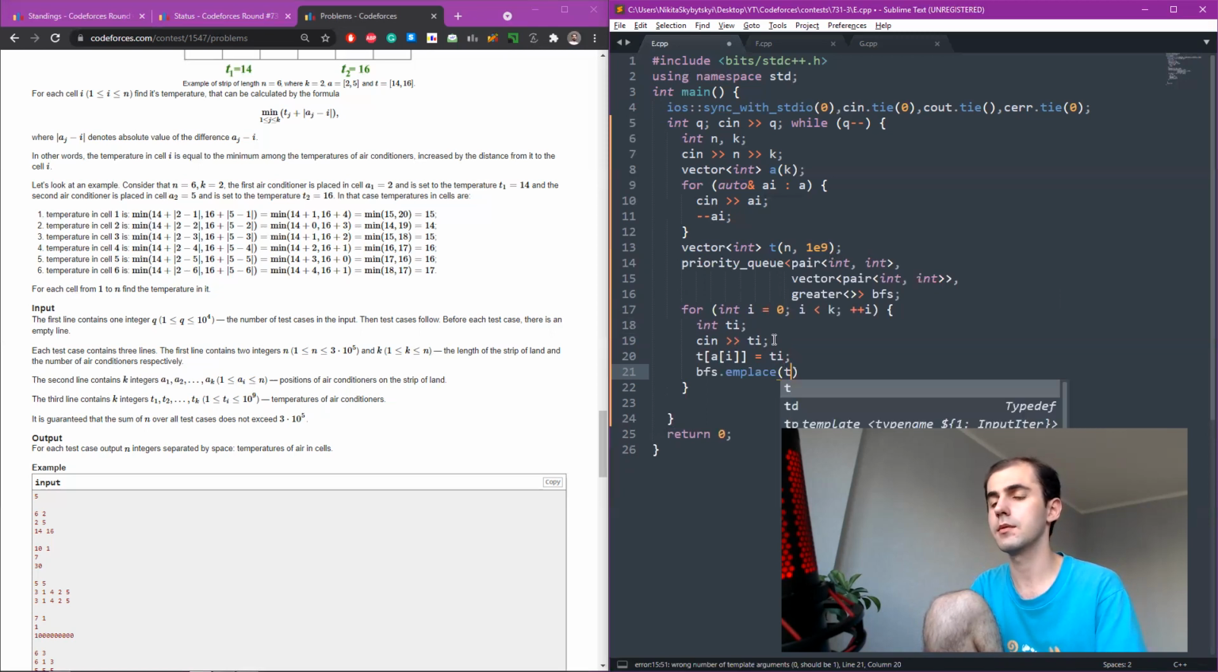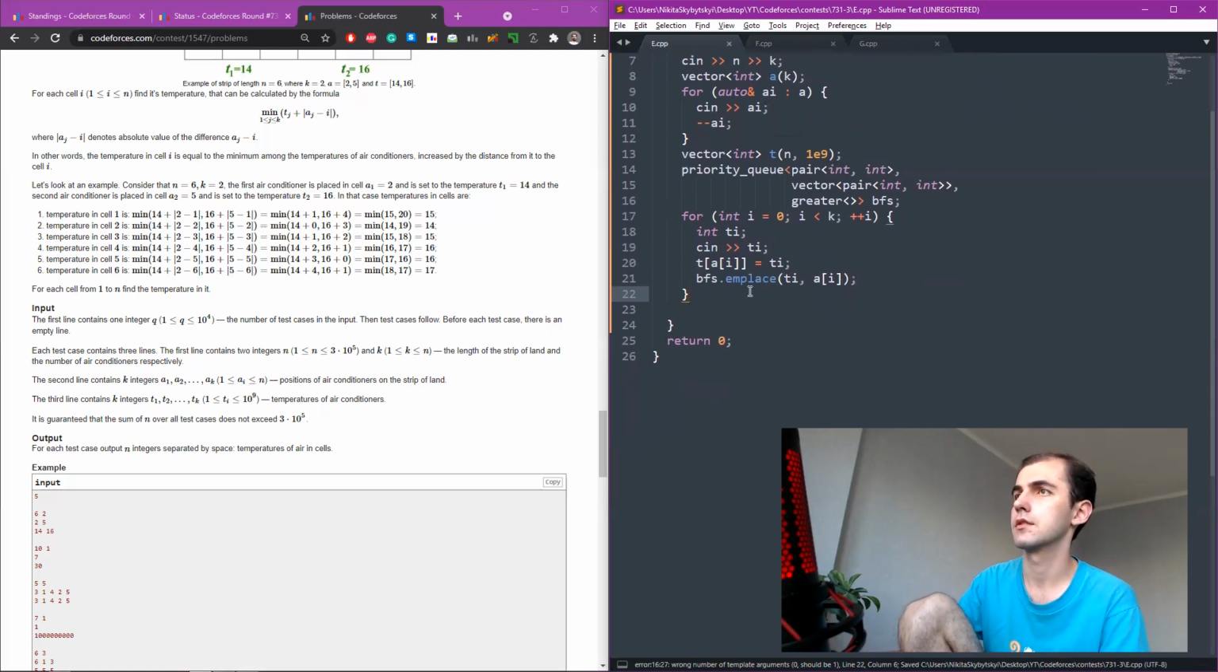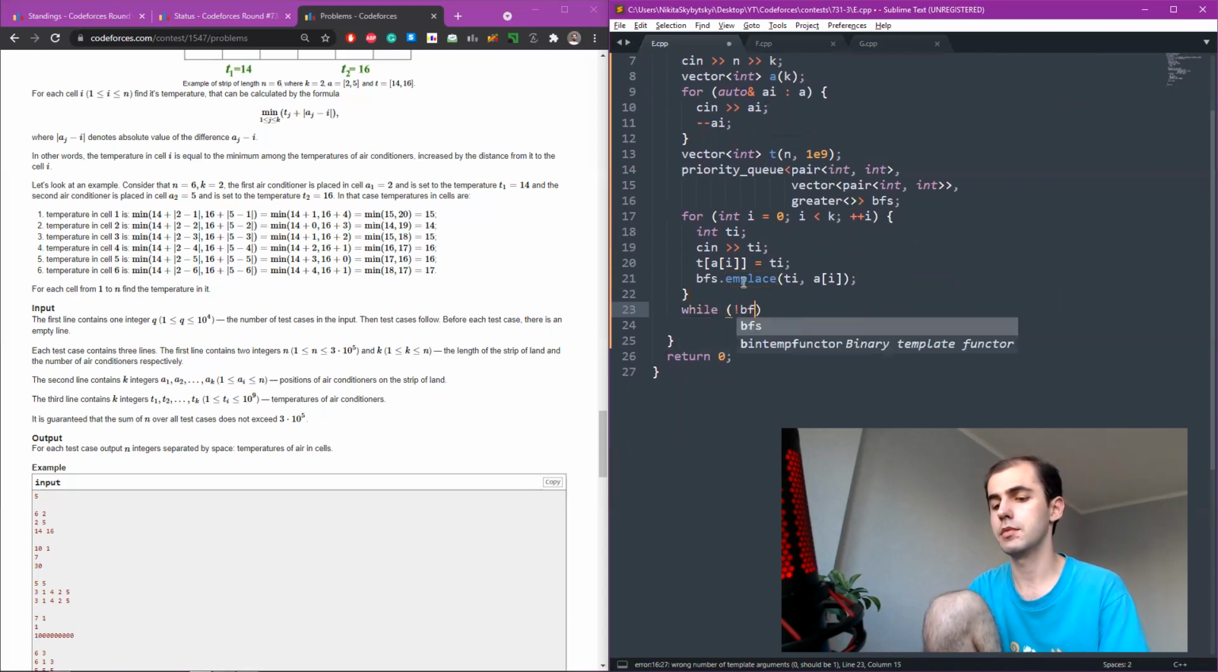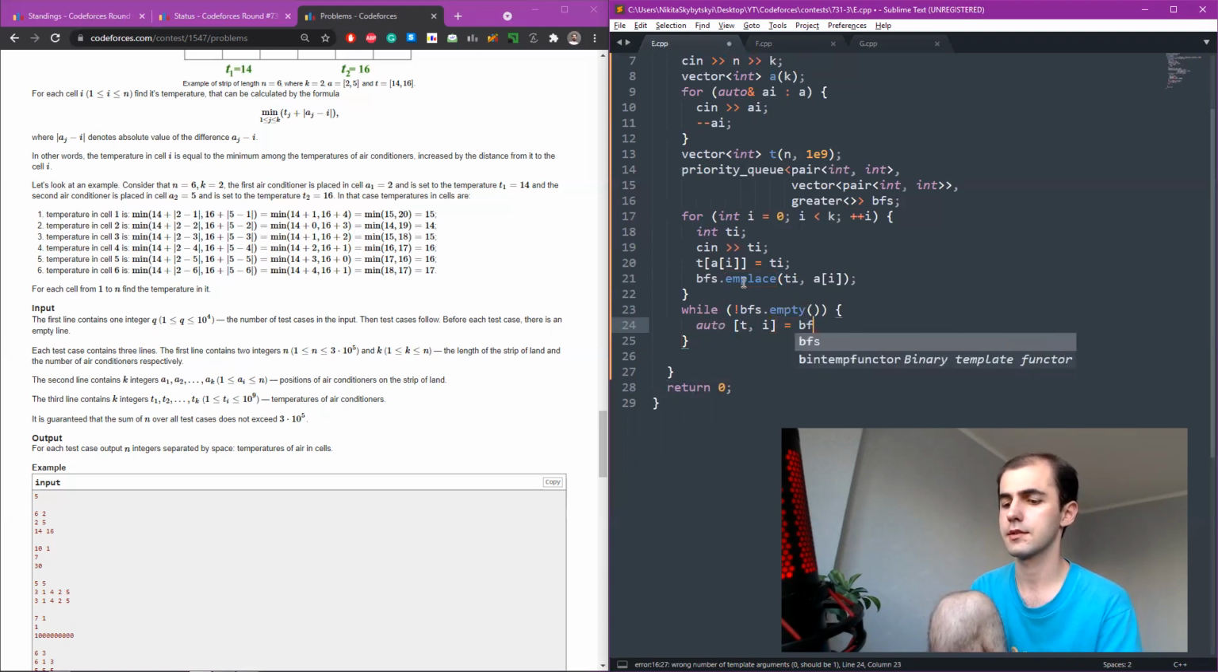What do we put in place? TI, AI. Right? Right. While not BFS empty. TI, AI. No, but it's like temperature and index, so makes sense.